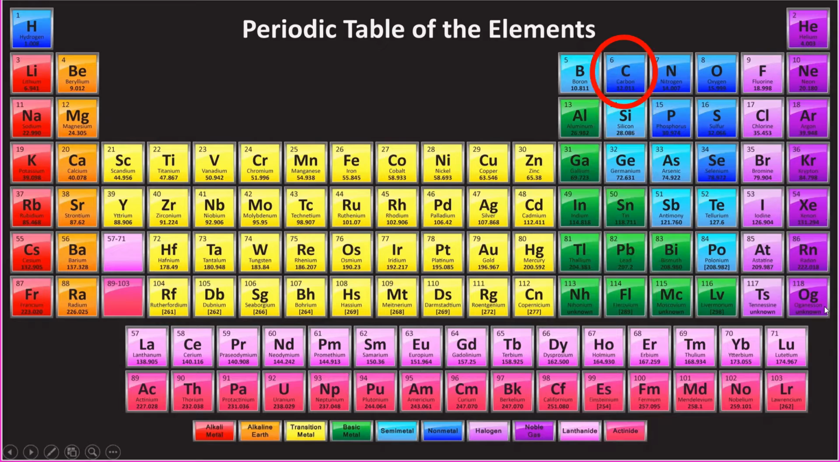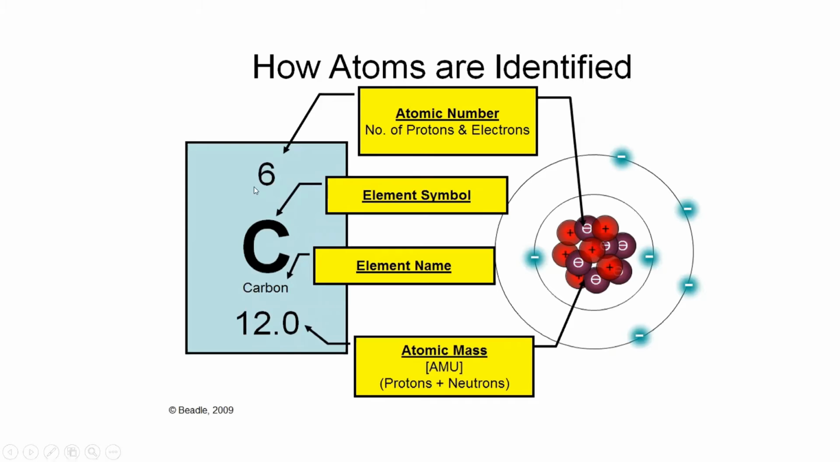Now let's look at the element carbon here. We want to learn how to extract the information from the periodic table. There are numbers on the periodic table. Number 6 here is the atomic number, which is the number of protons and electrons. C is the element symbol, and the element name is carbon. Number 12 here is the atomic mass, the mass of the carbon atom, and it's the mass of protons and neutrons inside the nucleus.